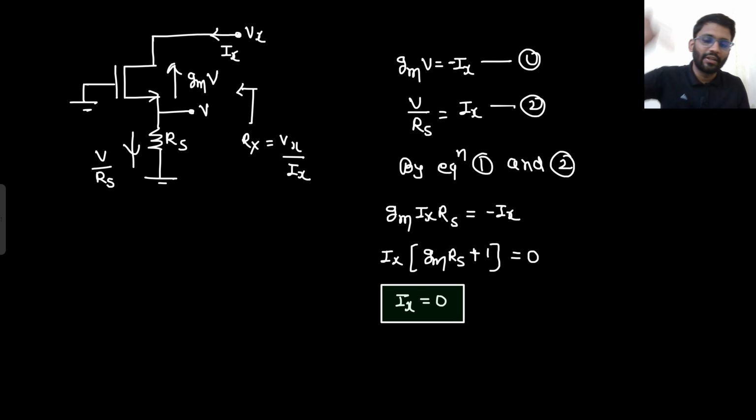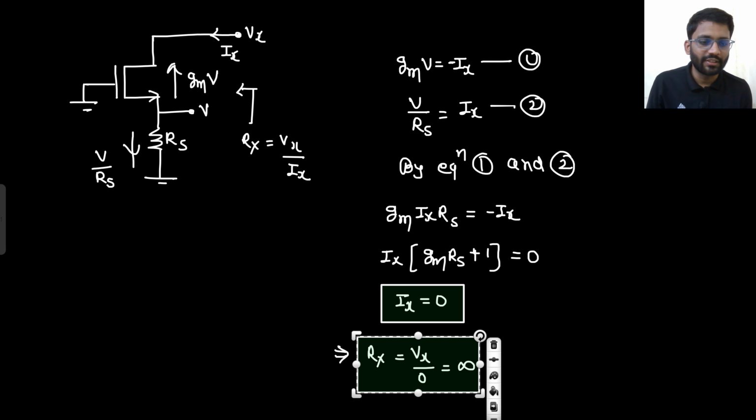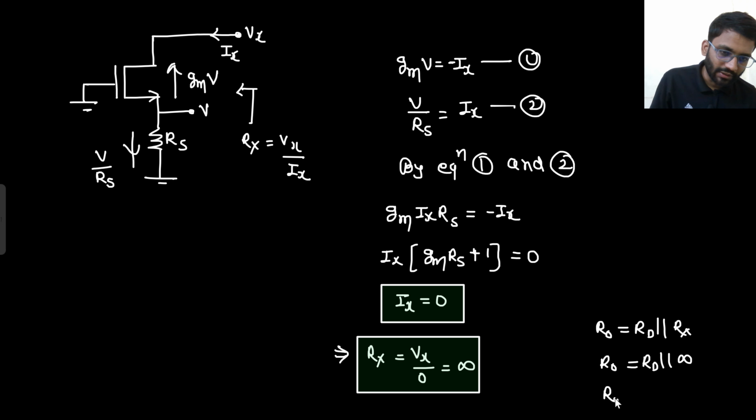What did we do? We write down the current, GMV is equal to minus Ix, V by Rs is equal to Ix. So here we got to know that Ix is zero. So what will be your Rx? Rx will be Vx by zero. That would be infinity. That's it. So your output resistance, which was Rd parallel with Rx, would be Rd parallel with infinity. So your output resistance is Rd.